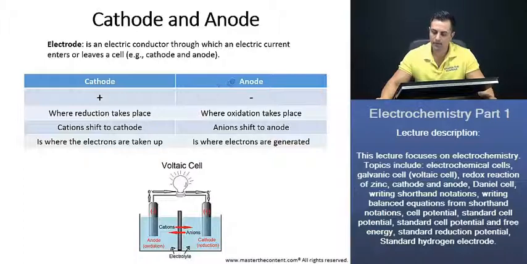Now, if we take a look at the anode, this is where it's given a negative sign, as we see here. Furthermore, this is where oxidation takes place. Anions shift to the anode, and we see the anions shifting towards our anode. This is where electrons are generated. We see here our electrons are being generated at our anode. Okay, great. Now let's actually do an example.